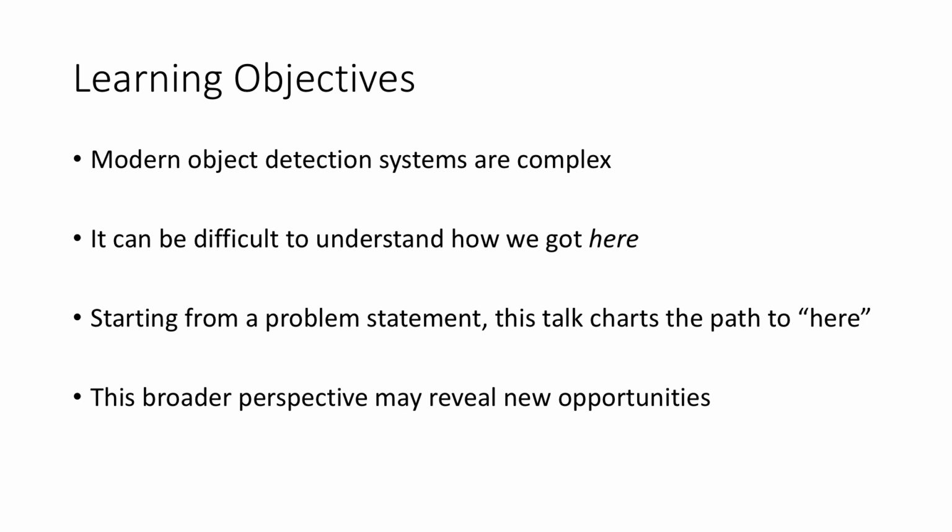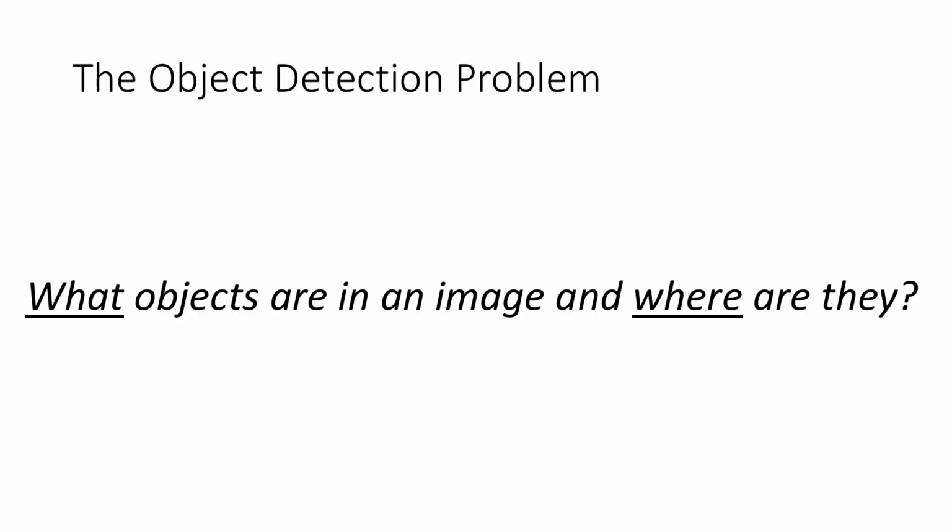The goal of this talk is to start from object detection as an abstract mathematical problem statement and then chart the path to present-day detection systems. My hope is that this broader perspective will reveal the principles on which these design decisions are based and expose opportunities for new ideas. So let's start with the abstract problem statement.